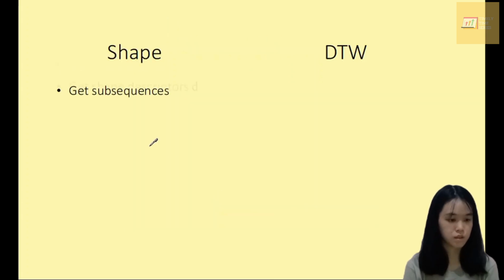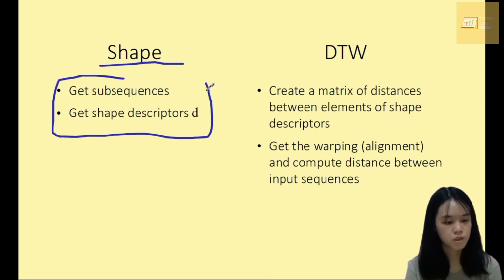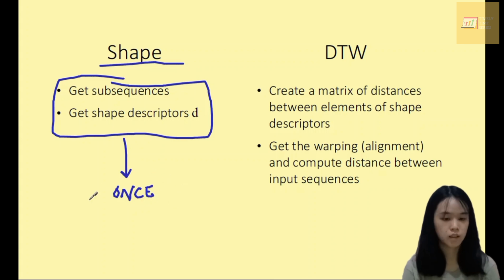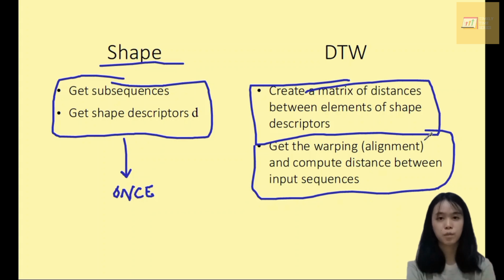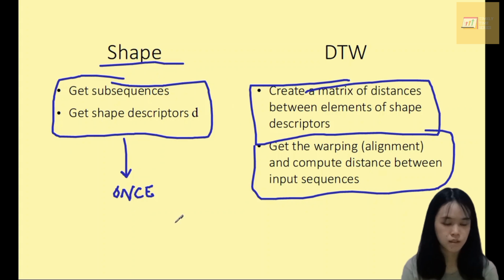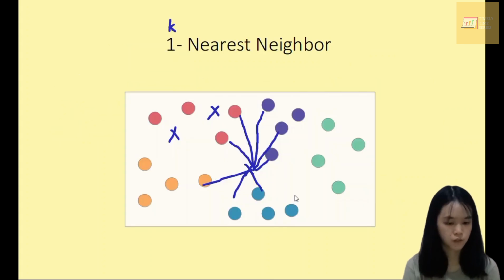So let's go to this slide. For the shape descriptors, we're going to get the subsequences and shape descriptors just once for all the data. And then for DTW, there's nothing we can do about it, because each time we calculate the DTW distance it's going to be a different pair. So I will make two functions here. The first one is to get the shape descriptors done, and the second one is to do DTW and predict the label as well.